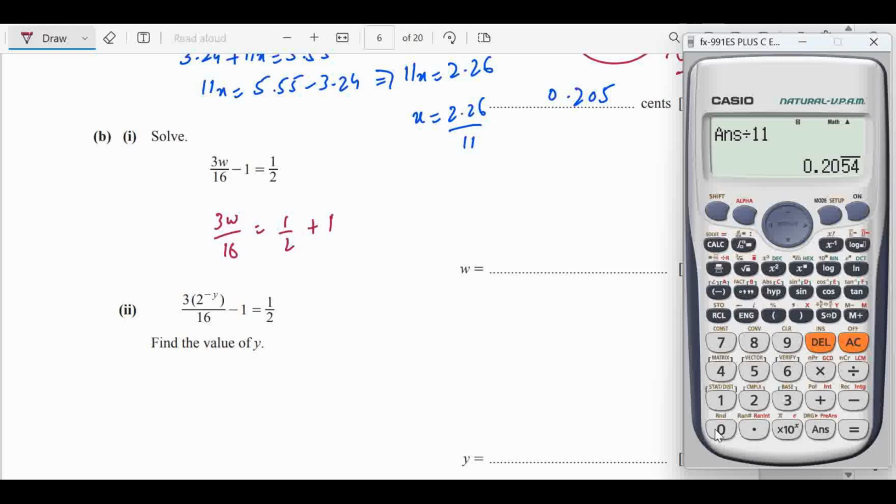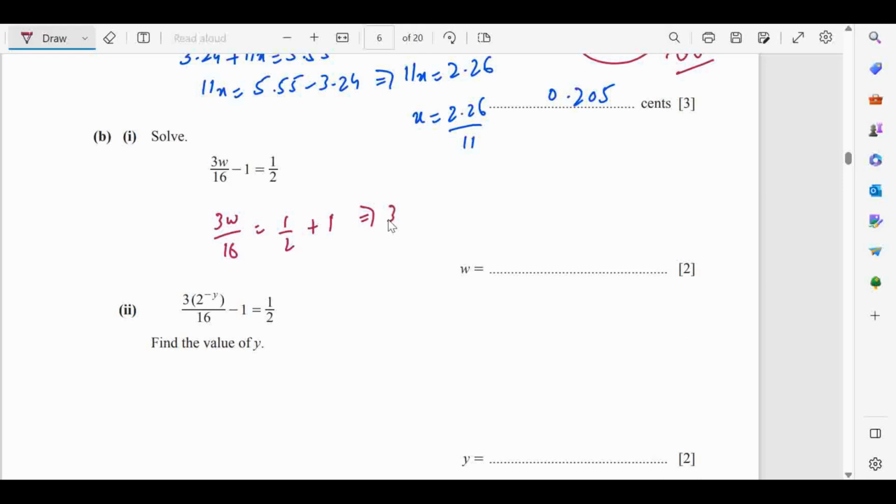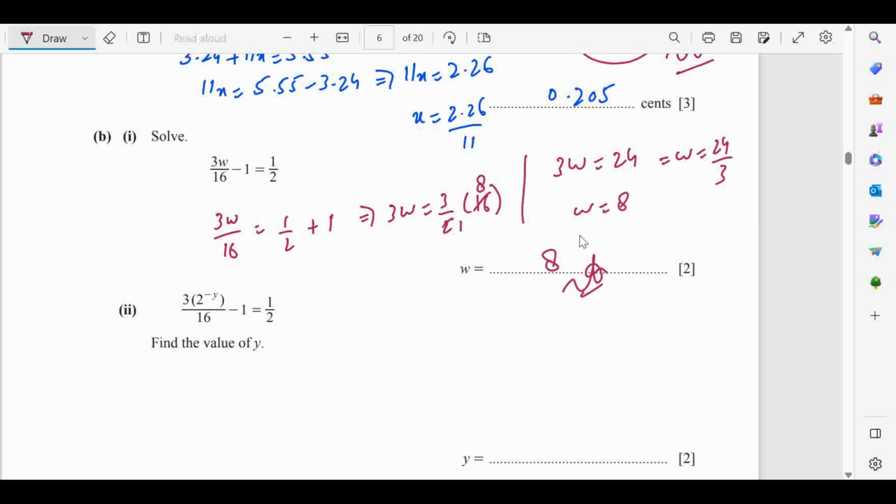So this will be 1.5. So 1 divided by 2 plus 1. So this will be 3 by 2. So we can write it as 3w is equal to 3 by 2 into 16. So 2 8s are 16. So this must be 3w is equal to 24. So w will be equal to 24 by 3. So w will be equal to 8. 8 will be the final answer.